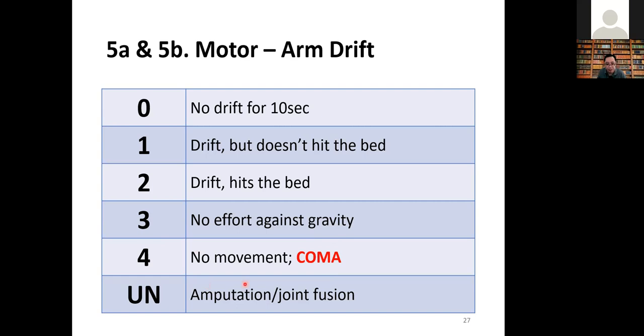If the patient has an amputation or some joint fusion over the shoulder, which doesn't allow the patient to lift up the arm, then you write UN. Okay, untestable.